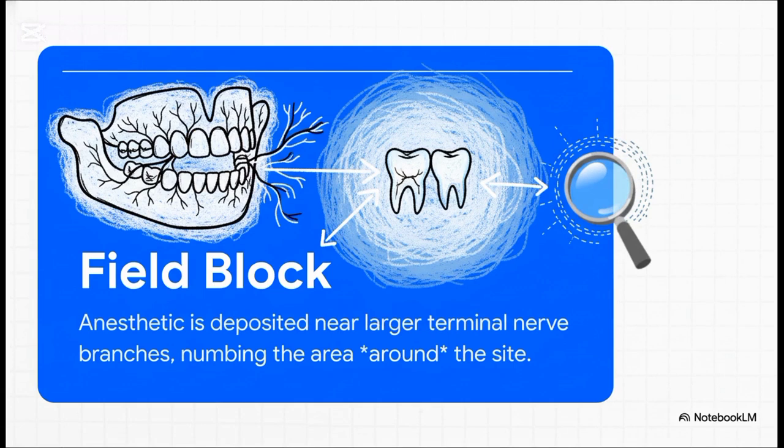Now, if you take a step up from that, you get the field block. Instead of numbing just the immediate tissue, you're depositing the anesthetic near some of the larger nerve branches that feed that area. This creates a field of numbness around where you're working. It's awesome for procedures that might involve one or two teeth. The supraperiosteal injection, a classic field block.